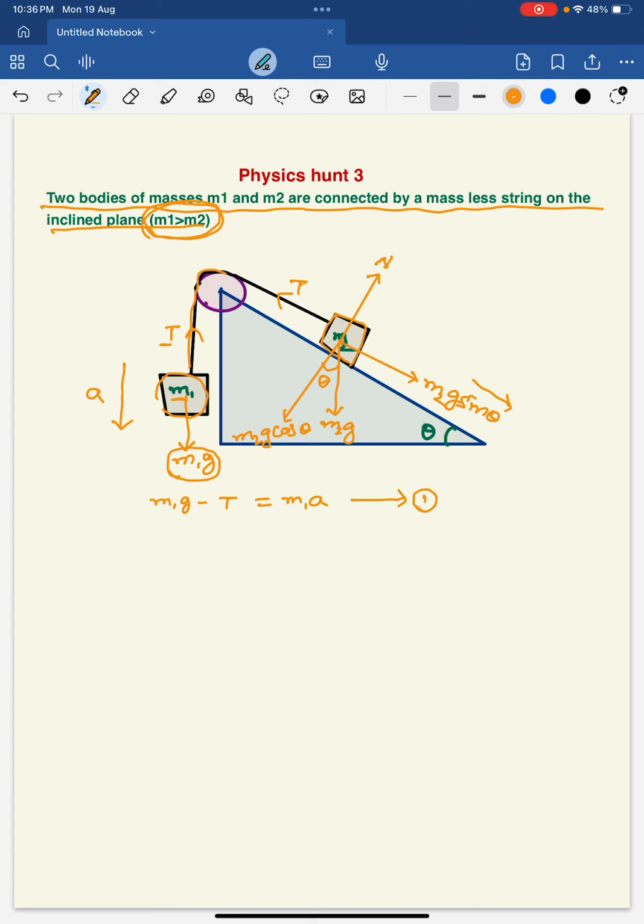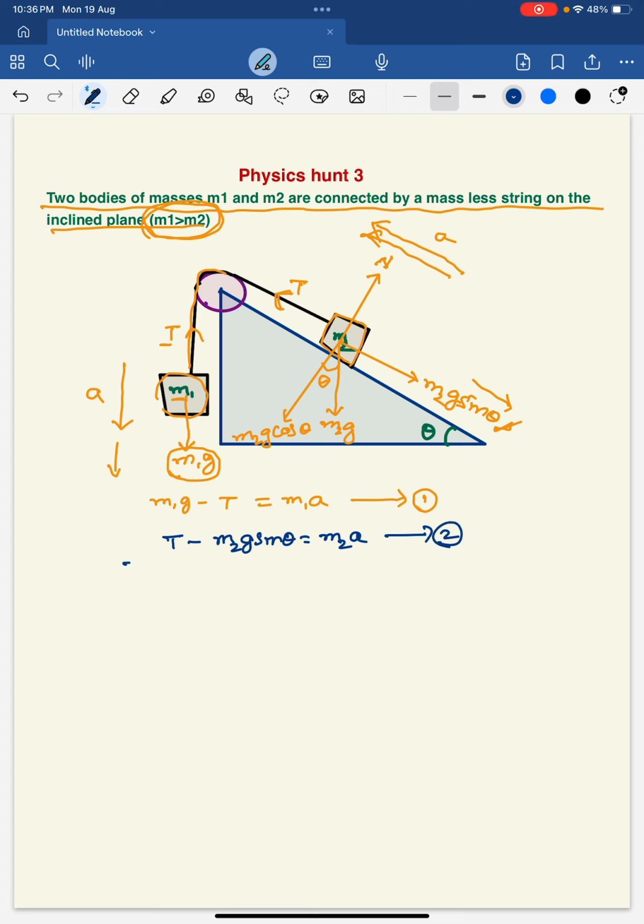Okay, so whenever the first body is coming in the downward direction, then automatically the second body is moving on the inclined plane in this direction with some acceleration a, right? So whenever the second body is moving up like this, tension is greater as compared to m2g sin theta. So in that case we can write tension minus m2g sin theta is equal to m2a. Let us assume this is equation number 2.